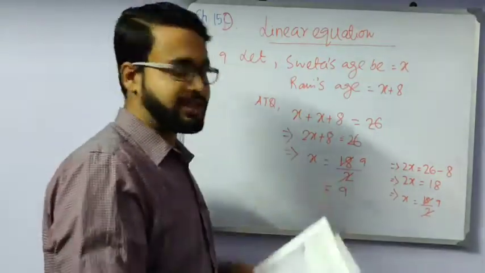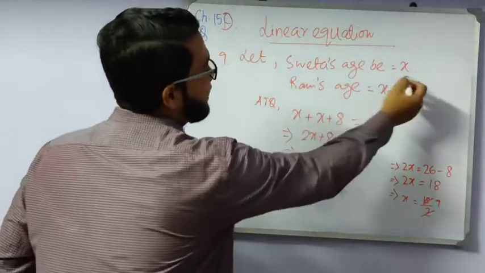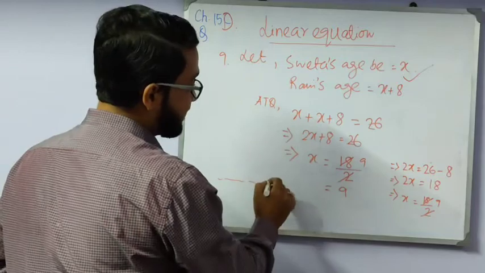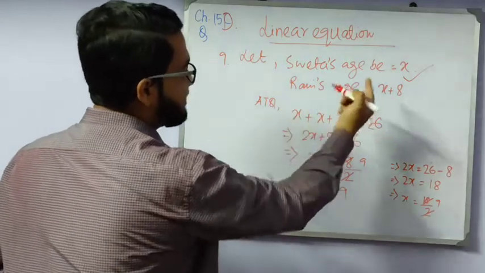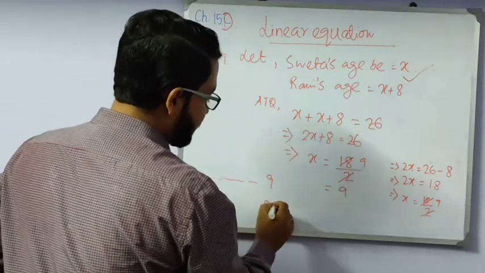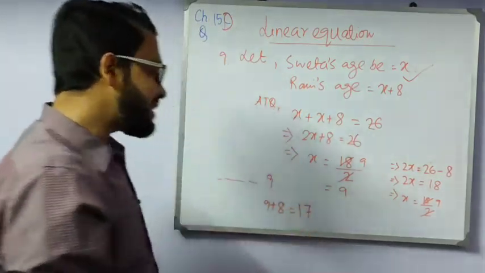I hope you enjoy it. So what are the ages? So x, what is x? Sweta's age. So you have to write Sweta's age is 9. And what is Rani's age? That is x plus 8. What is the value of x? That is 9 plus 8. That means 17.